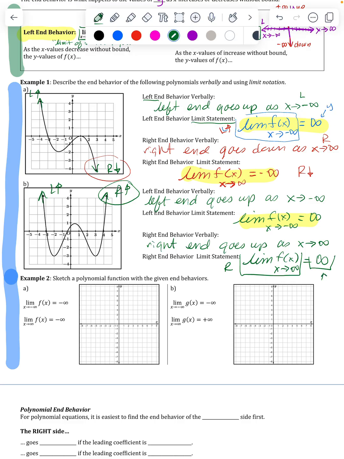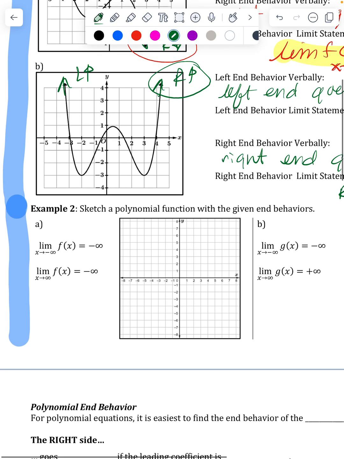Okay, here we're drawing a sketch. We're going to look at this and say they're talking about the left end going down, and then here this is describing the right end going down also.